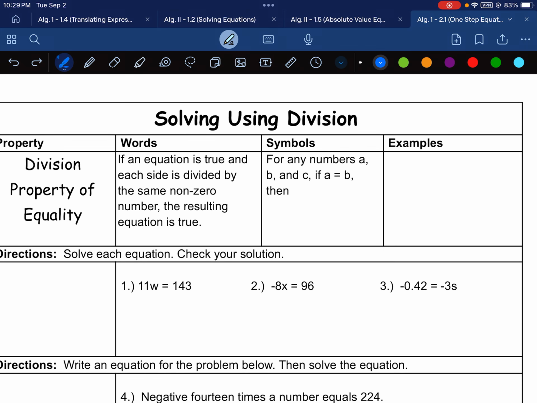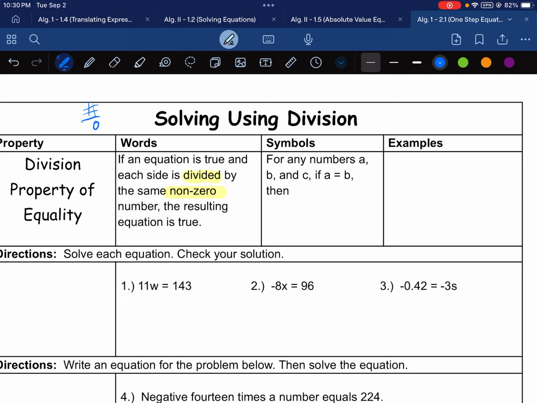So, division property of equality. There's actually a little bit different wording here on this one compared to the previous three. So if an equation is true and each side is divided by the same non-zero number, the resulting equation is true. So the highlighted things are what changed. So we're saying divided instead of multiplied, added, subtracted. We're clarifying it can't be 0. And that's because we can't divide any number by 0 because it breaks math. It's what we call undefined, or UND for short.